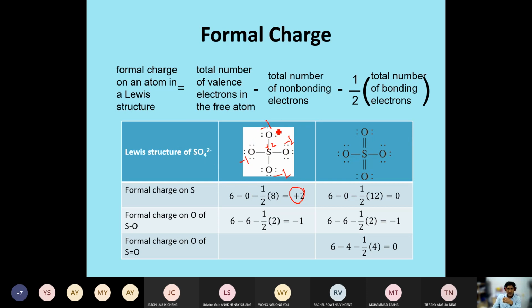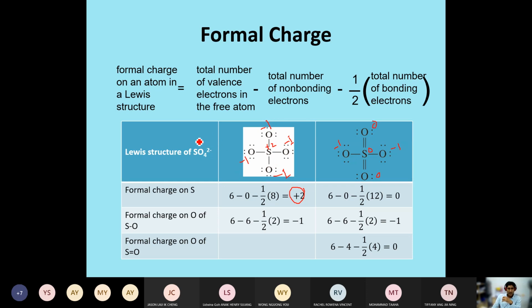For this structure, that possible structure that we have made, on this sulfur there is no net formal charge. It is zero formal charge. And these two oxygen that are single bonded to the sulfur each have one negative charge. And for these two oxygen, which are double bonded to sulfur, each of them has zero charge.